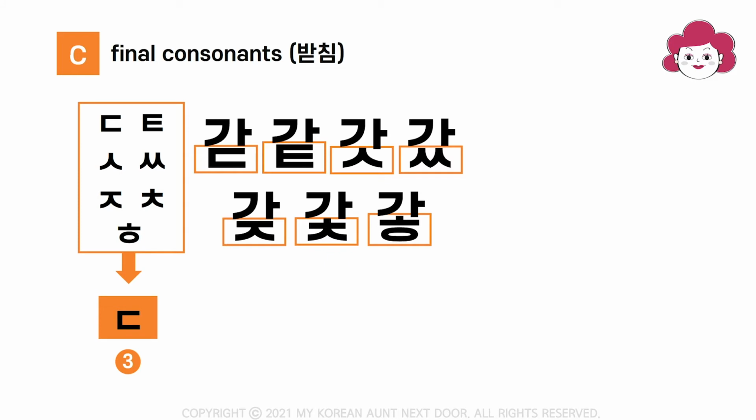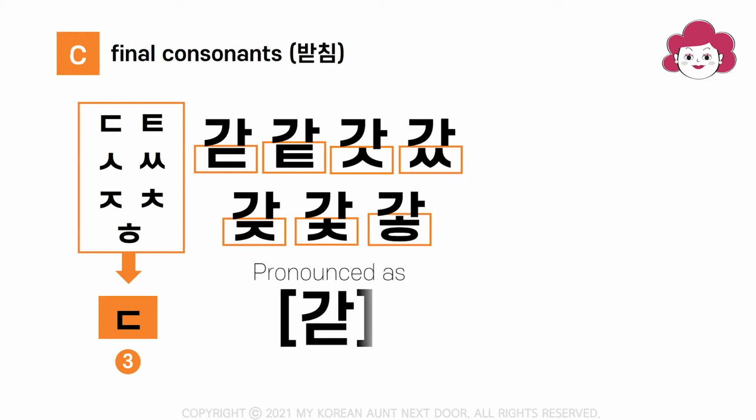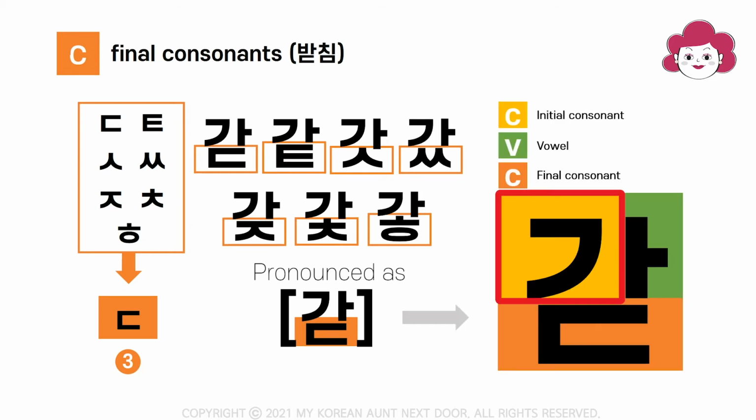Each syllable has different final consonants. 디귿, 티읕, 시옷, 쌍시옷, 지읒, 치읓, and 히읗. But they are all categorized under the final consonant 디귿, and is pronounced by the representative sound 읏. 그, 아, 읏. Together, 갓, 갓.